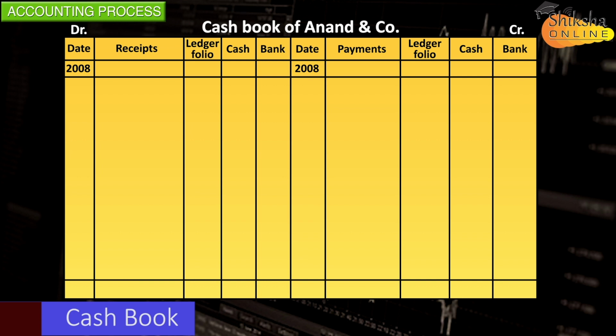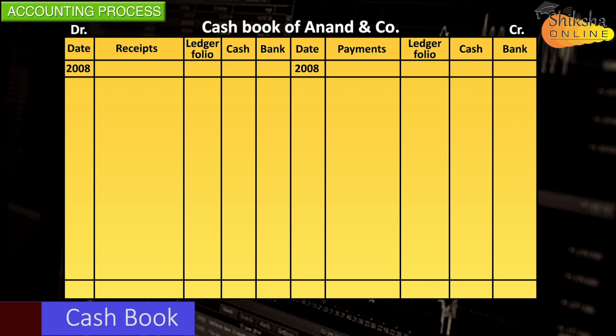जैसे हम single column cash book में सिर्फ cash column दिखाते थे, हम double column cash book में cash और bank दोनों का column दिखाएंगे. So, on the debit side, now there will be column for date, receipts, ledger folio, cash, bank, and on the credit side, there will be column for date, payments, ledger folio, cash and bank. मैं आपको फिर से याद दिलाना चाहती हूँ, debit side is for receipts and credit side is for payments.